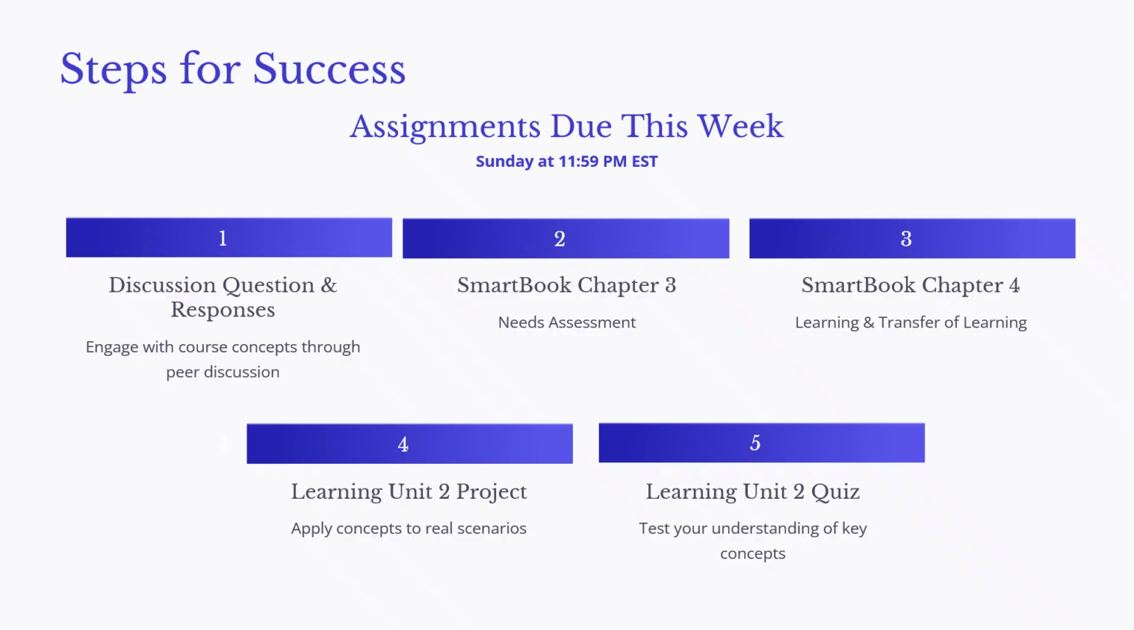Now, what's due this week? These are the assignments that are due by Sunday at 11:59 p.m. Eastern Standard Time. First and foremost, your discussion questions and the responses. You'll have your first initial response due by Wednesday, and then 2 responses to either myself or your classmates on 2 separate days. You'll go through your SmartBook Chapter 3 on Needs Assessment and SmartBook Chapter 4, Learning and Transfer of Learning. You'll complete your Learning Unit 2 project and your Learning Unit 2 quiz.